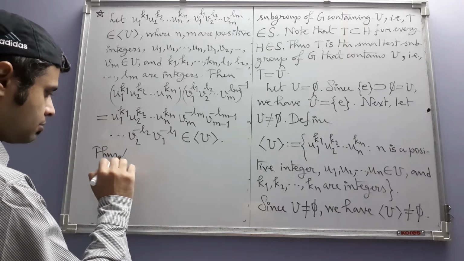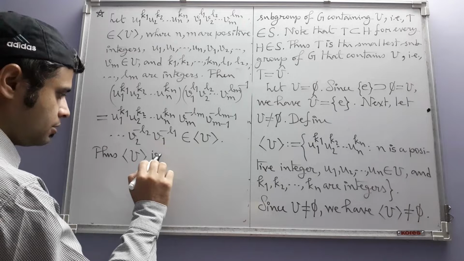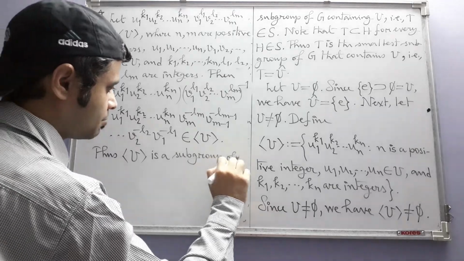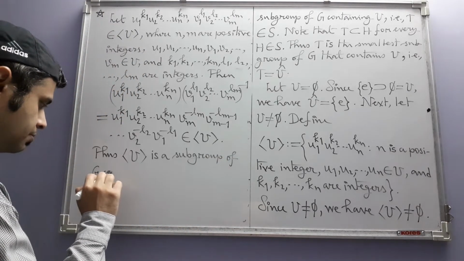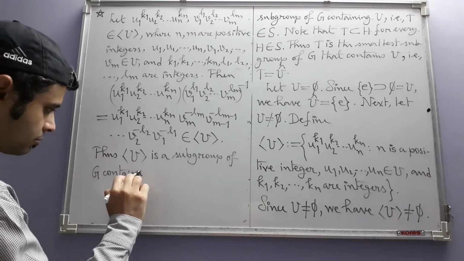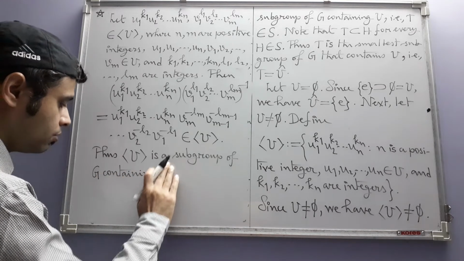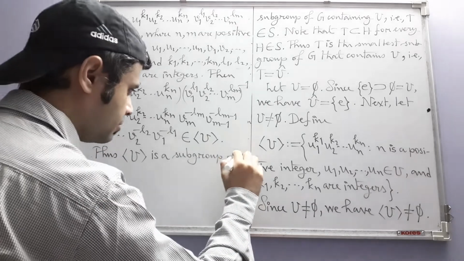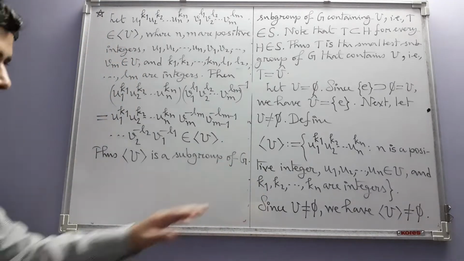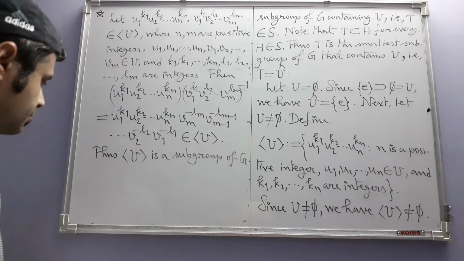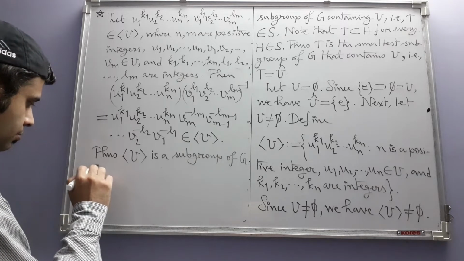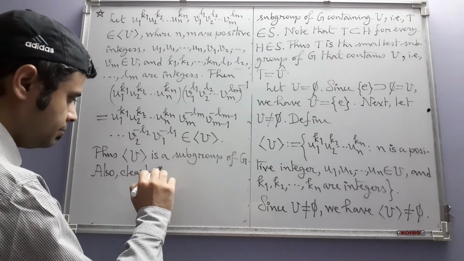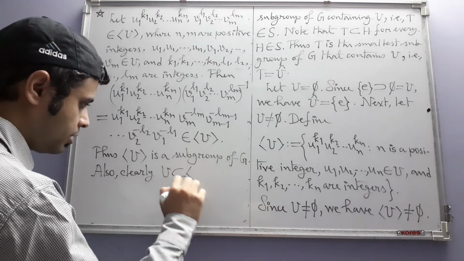Thus, this is a subgroup of G containing, we cannot say containing U. For that we have to argue separately. We have managed to show that this is a subgroup of G. Also, clearly U is contained in this.